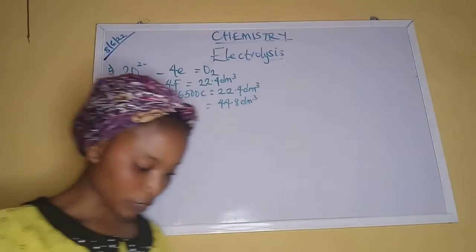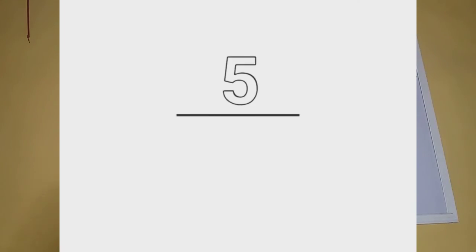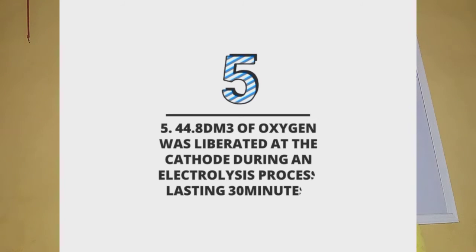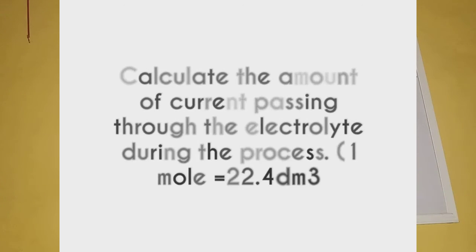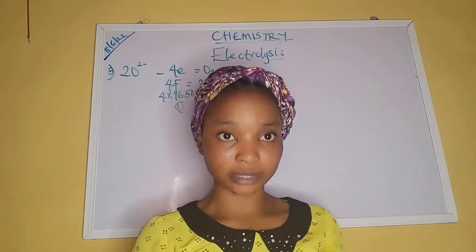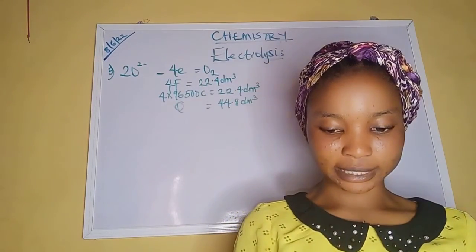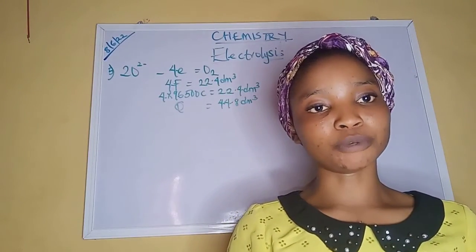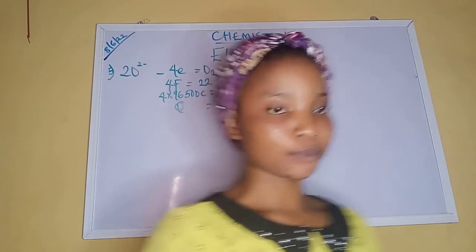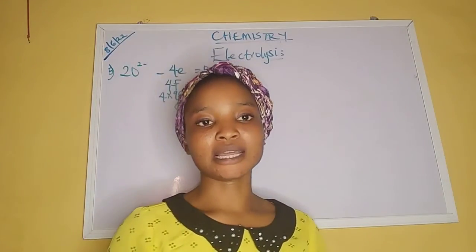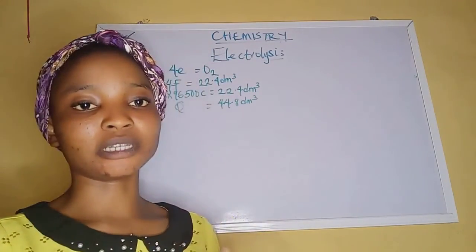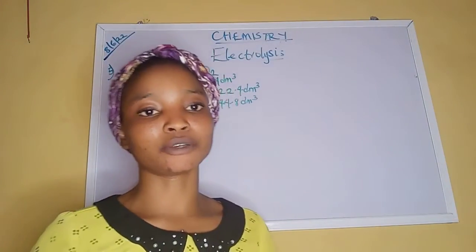Looking at question number 5, it says 44.8 decimeter cube of oxygen was liberated at a cathode during an electrolysis process lasting 30 minutes. Calculate the amount of current passing through the electrolyte during the process, where 1 mole of any gas at STP is equal to 22.4 decimeter cube. Now, we've been treating anode, and that is why I just had to add this question that talks about the cathode so that we won't find it confusing.